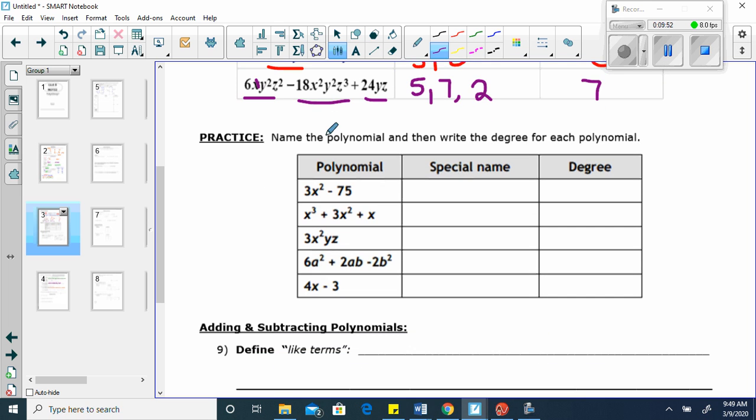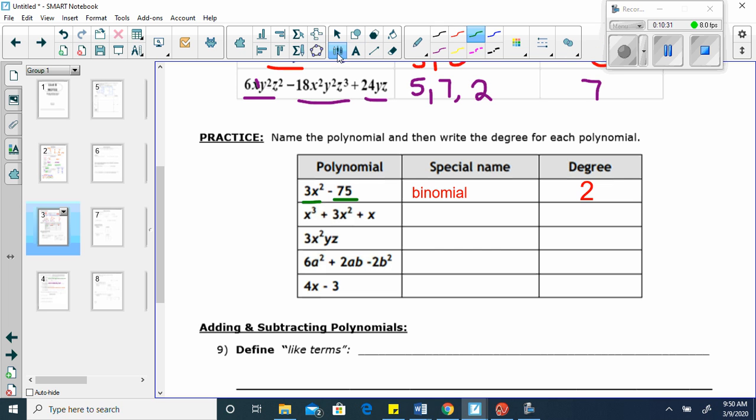All right, come down here. Here we are naming them. Okay? So, for example, this first one here, what is the name of this? It has two terms. So what is the name? Good. This is a binomial. And then they want to know the degree. Well, what's the degree of this first term here? 2. And what's the degree of this? 0. So what is my highest degree? 2. Questions on that?